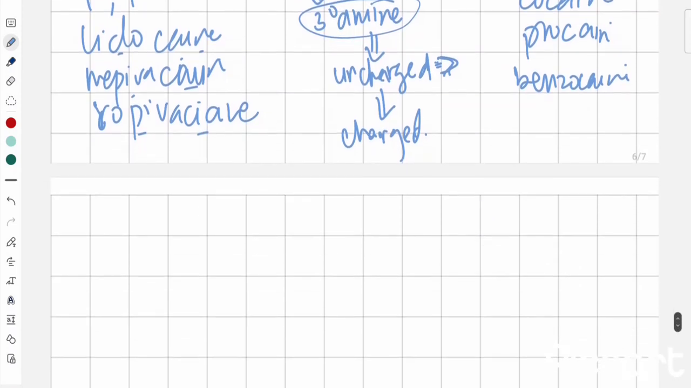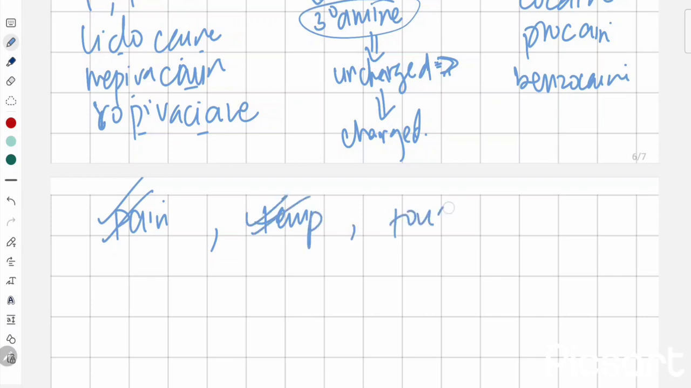Another important thing for these anesthetics is the order of loss of anesthetic. First, you're going to lose the sensation of pain, then you're going to lose the sensation of temperature, then you're going to lose the sensation of touch, and then you're going to lose the sensation of pressure.